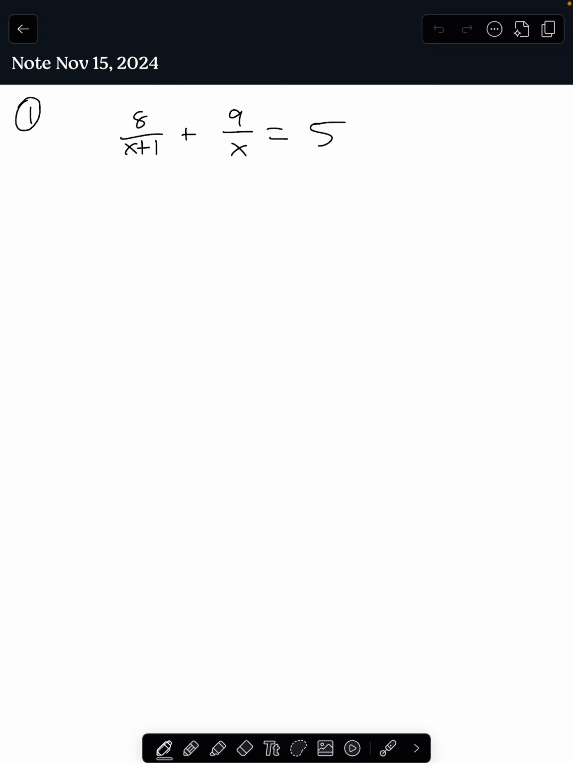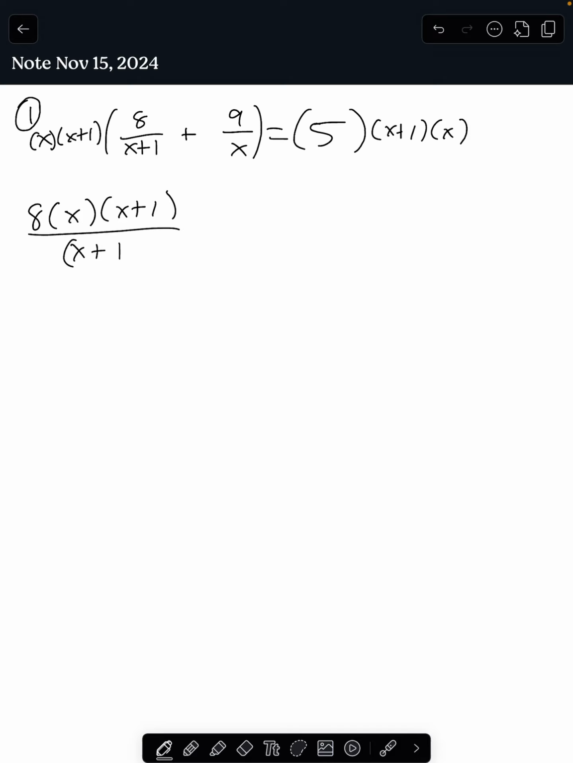They'll end up canceling. So let's multiply this side by the least common multiple of both of the denominators, which is just the two multiplied together. So times x plus 1, and then do the same thing to the other side of the equation, times x plus 1 times x. On the left side of the equation, we'll have 8 times x plus 1 all over x plus 1. And then we'll have 9 times x plus 1 all over x equals 5 times x plus 1 times x.